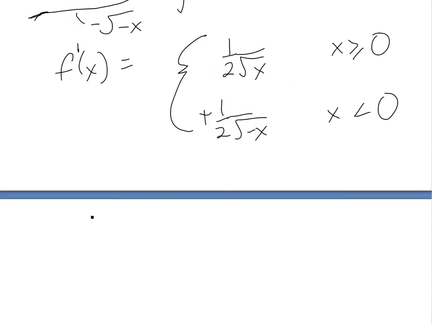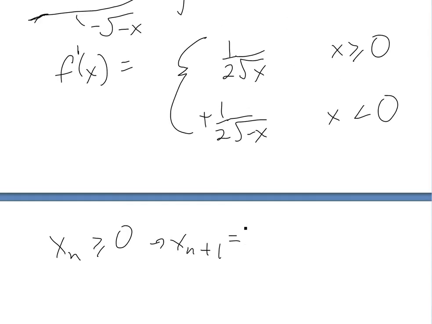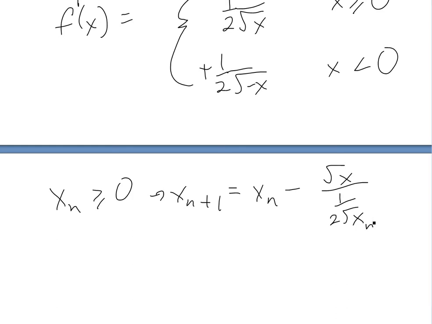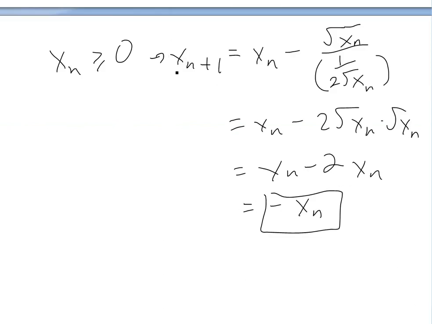So now with Newton's method, we're going to get two parts here, because for when xn is greater than or equal to 0, xn plus 1 would just equal xn minus square root xn divided by 1 over 2 square root xn. And then if we just flip this over, we're going to get xn minus 2xn times square root xn over square root xn. Remember, these cancel here. This just becomes xn minus 2xn in this case. And then if we simplify, it is negative xn. So what this is saying, if you pick an initial approximation that is greater than 0, then you're just going to get the same value but negative of it.